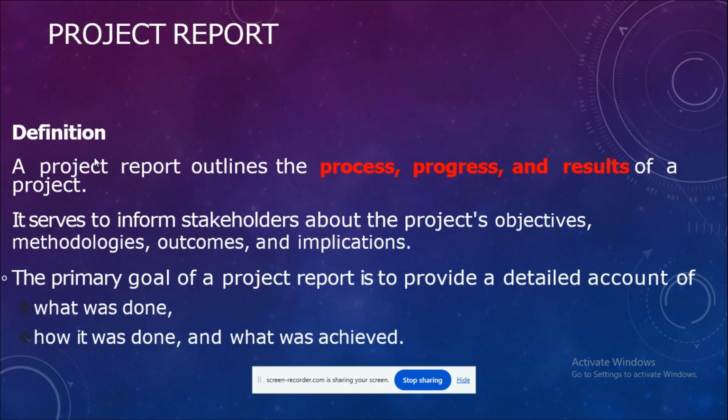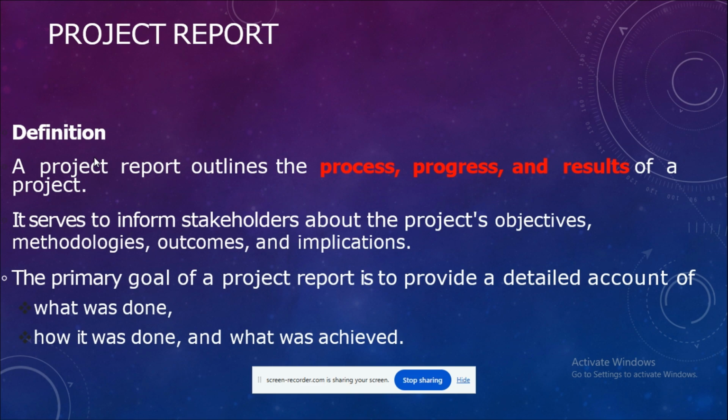In the second unit, we are going to see what a project report is, how we are going to write it, what the structure of the project report is, and what the different types of project report are. When we talk about the project report, a report means saying something, explaining something, isn't it? So the project report outlines the process, progress, and the results.